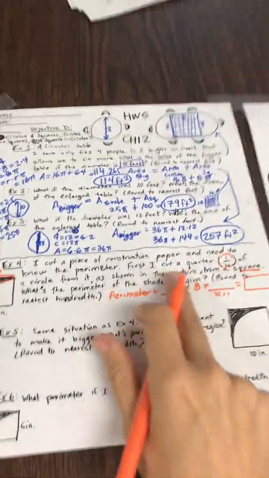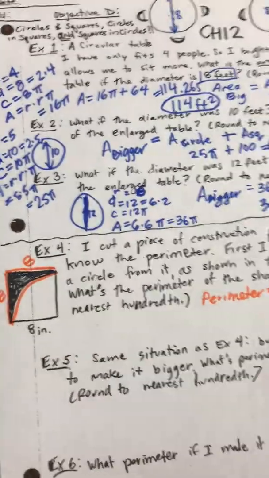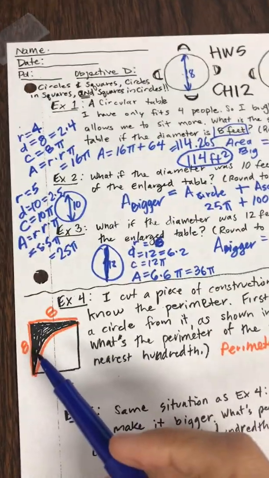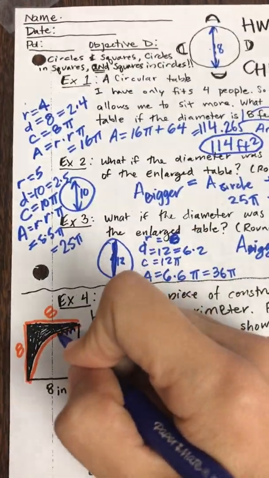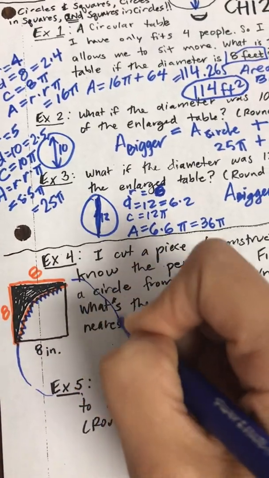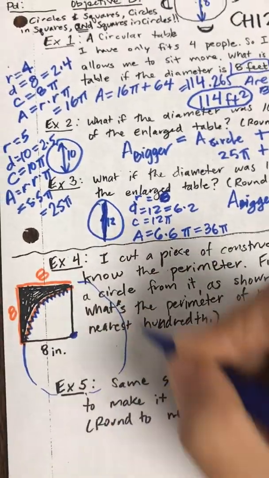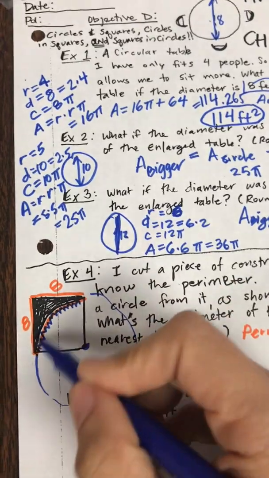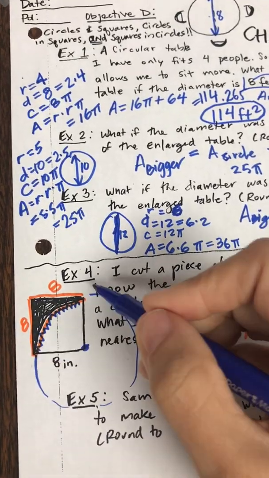Hi, welcome back. Let's keep going on problem 4. So now I'm hoping you're noticing this is an arc length. It's not the whole perimeter of the circle. In fact, the whole circle isn't even there. It's just the arc length of a quarter of the perimeter.